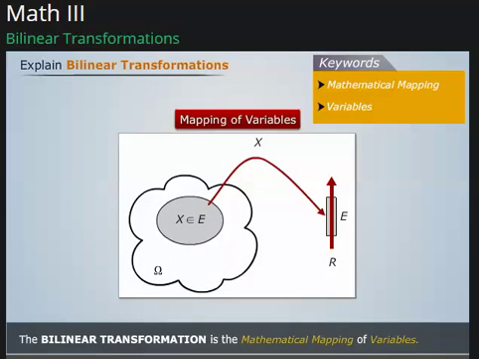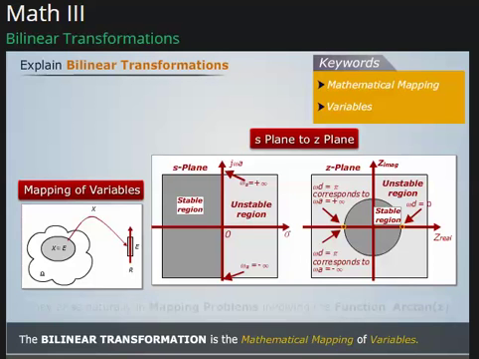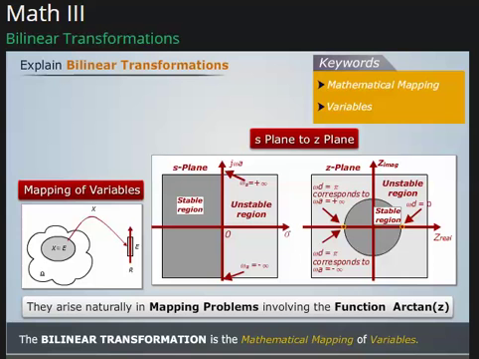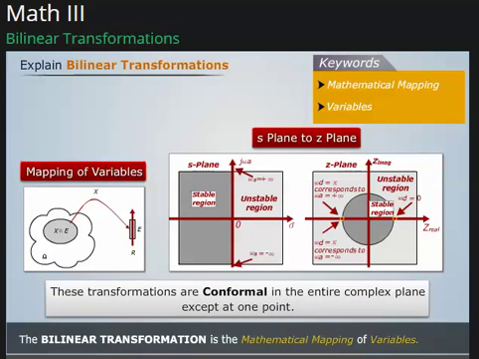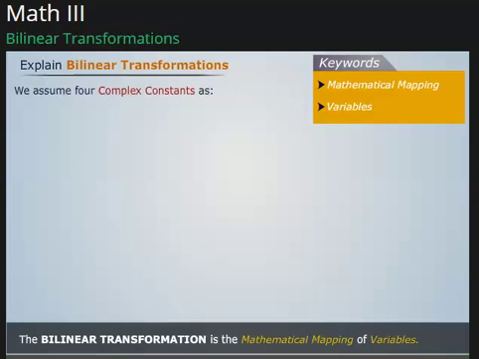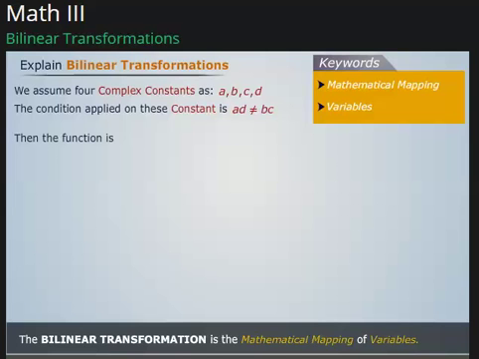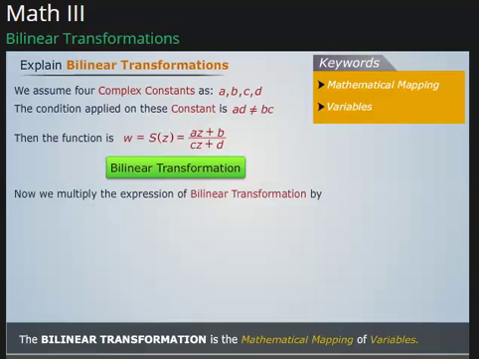The bilinear transformation is the mathematical mapping of variables. It is the standard method of mapping S-plane into Z-plane. They arise naturally in mapping problems involving the function arctan z. These transformations are conformal in the entire complex plane except at one point. Now let's understand this more clearly. We assume four complex constants as, the condition applied on these constants is, then the function is known as bilinear transformation.